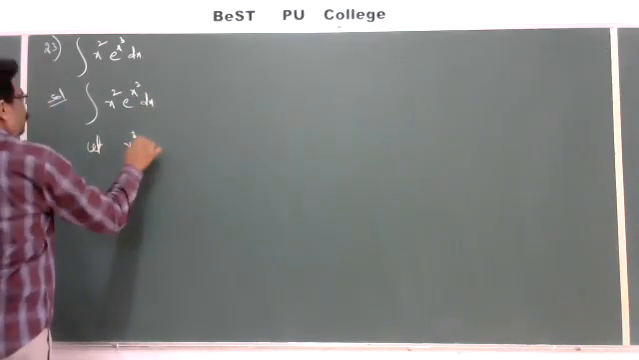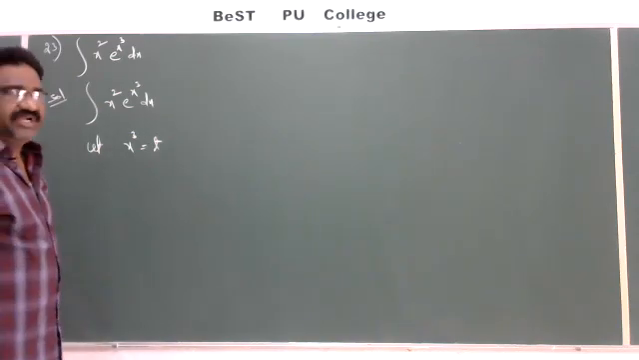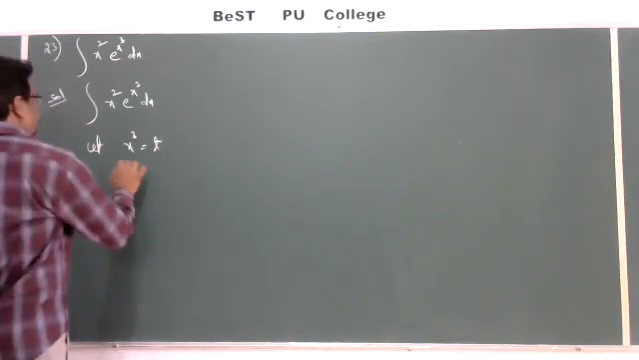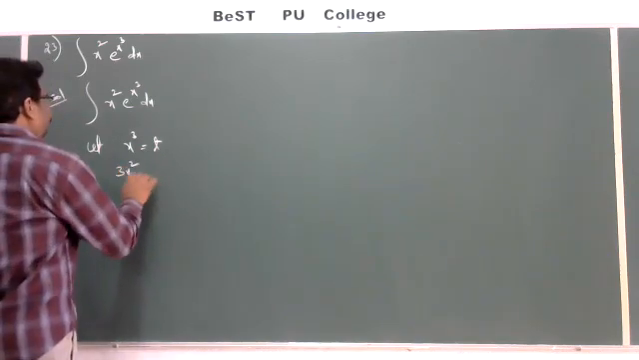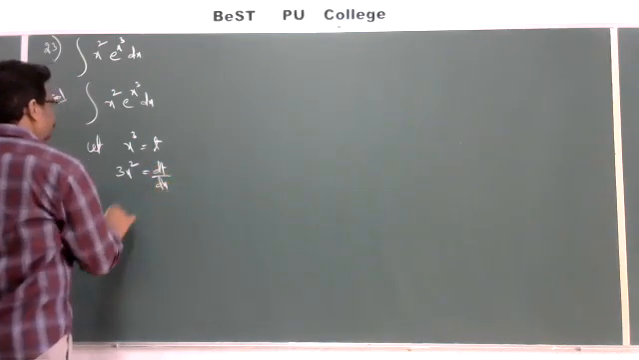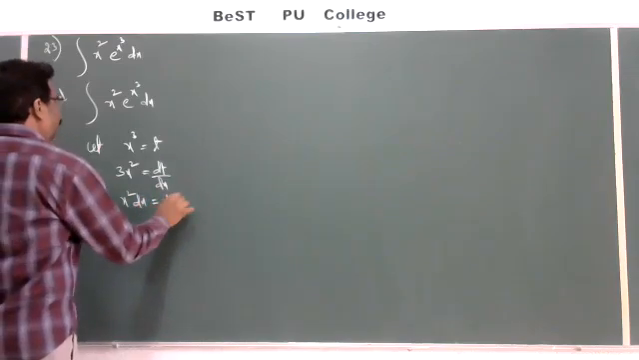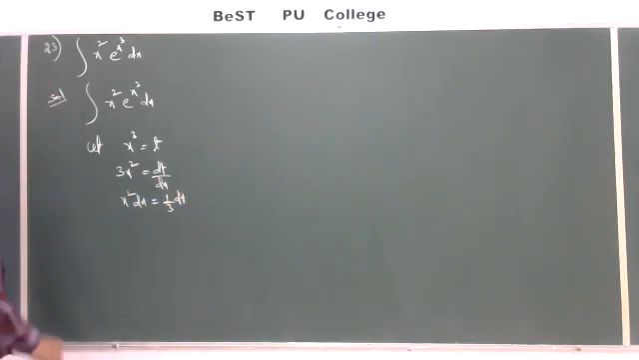Let x cube be equal to t. Differentiating both sides with respect to x, that is 3x square is equal to dt by dx. That is, x square into dx is equal to 1 by 3 dt.